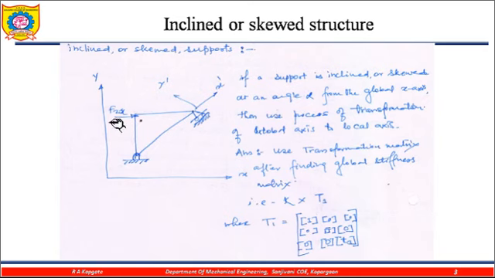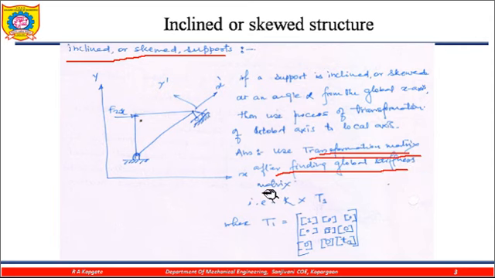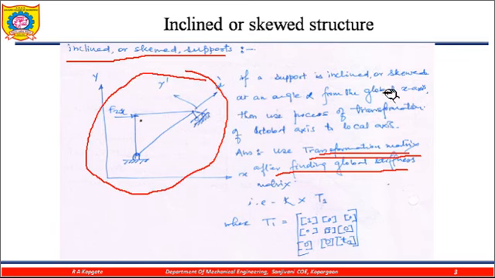Now let us take another one. When there are supports which are inclined or skewed, you need to do one thing: use the transformation matrix. So whenever such supports appear in the examination, use the transformation matrix, and this is adopted after finding the global stiffness matrix.